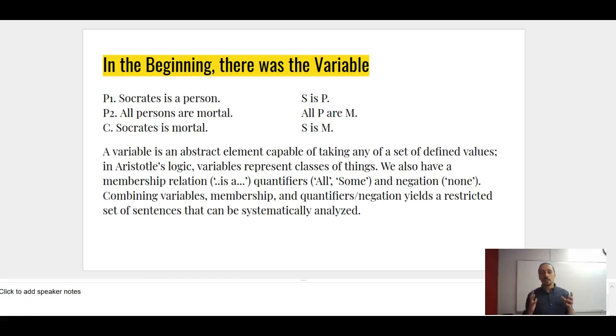So here's an example of an Aristotelian argument, a syllogism. Socrates is a person. All persons are mortal. Therefore, Socrates is mortal. So Socrates is inside the set of persons. All persons are inside the set of mortal things. Therefore, Socrates is inside the set of mortal things as well. That's a valid argument.